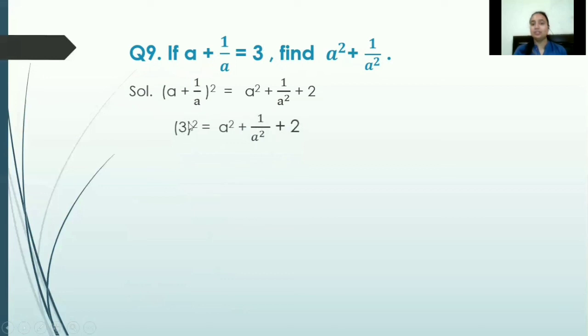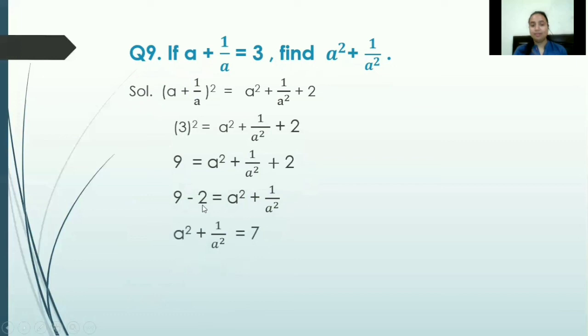I have just substituted the value. We have to find out this, we have this. Now see, this will be 9, this term as it is. Now what next? This 2 will go here because we want only the value of this. So 9 minus 2, what do we get? 7. Done. How easy?